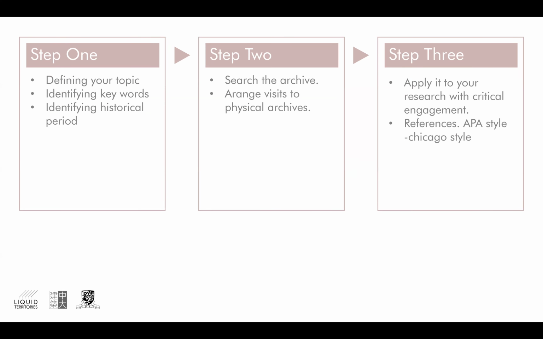And here is a step-by-step guide of conducting archival research. First, define your topic. Start by clarifying what you want to investigate. Second step is search and explore the archive. Once you have your focus, it's time to explore archival collections. And step 3 is apply the materials to your research.